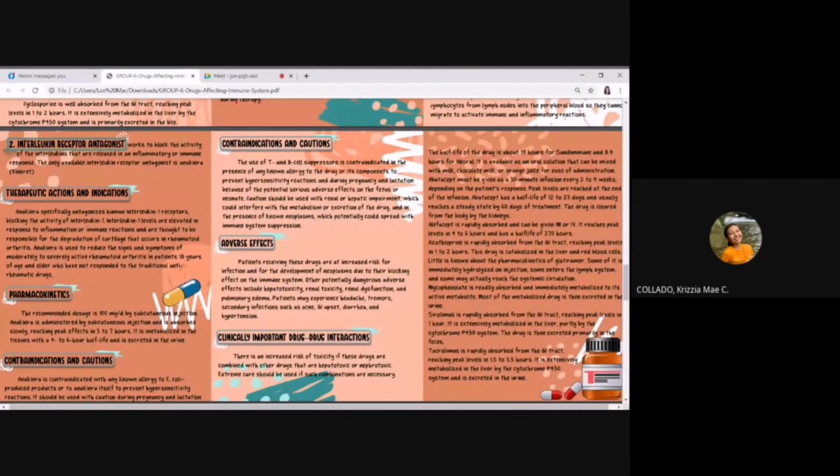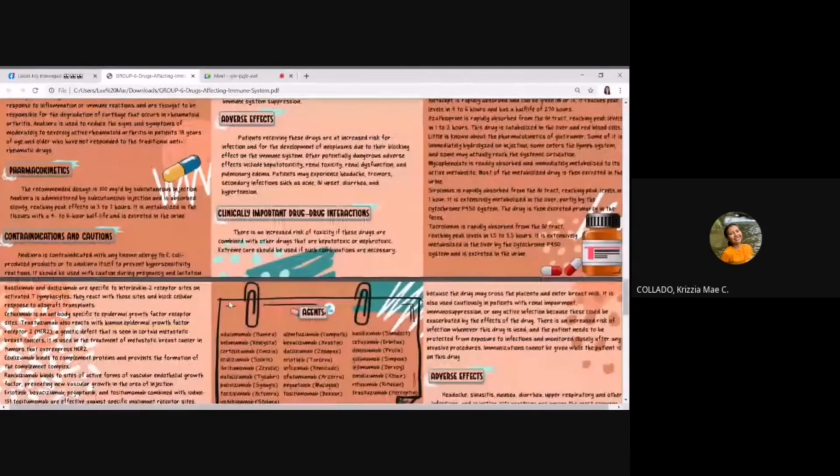So anakinra is contraindicated with any known allergy to E. coli-produced products, or to anakinra itself, to prevent hypersensitivity reactions. It should be used with caution during pregnancy and lactation, because the drug may cross the placenta and enter breast milk. It is also used cautiously in patients with renal impairment, immunosuppression, or any active infection because this could be exacerbated by the effects of the drug.